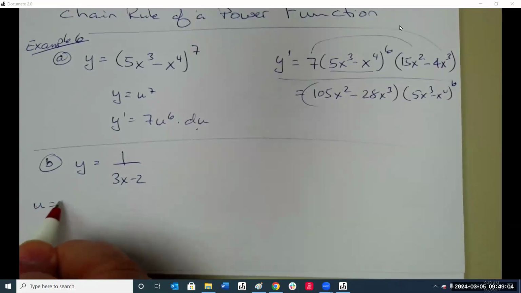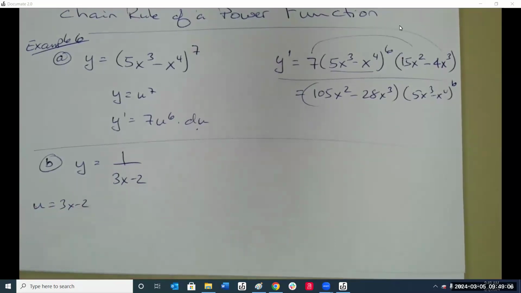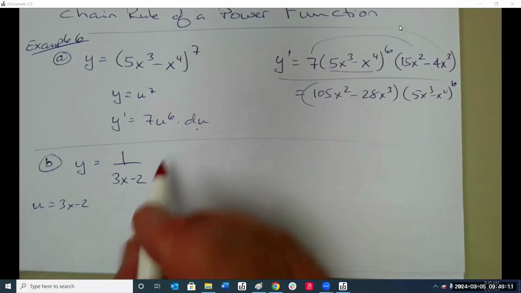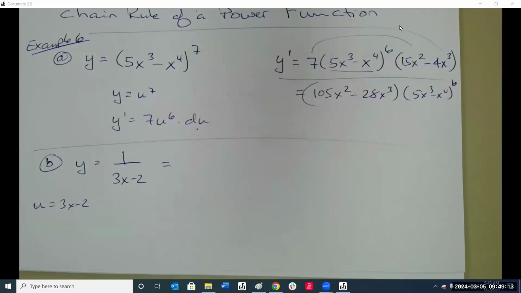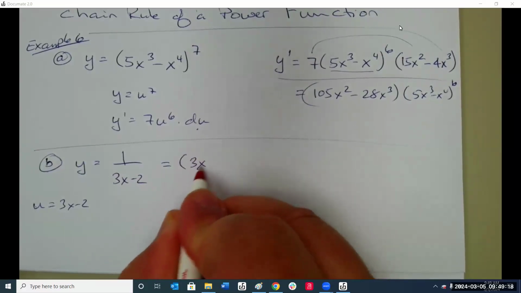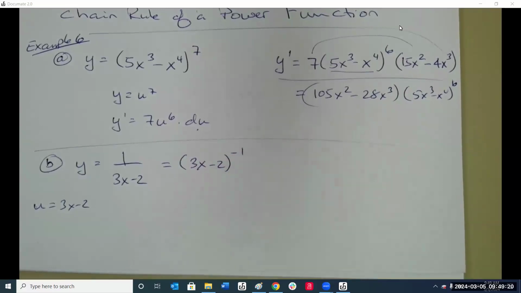So u is 3x minus 2. With this one, since we have a 1 on top, we can rewrite this as 3x minus 2 to the power negative 1.